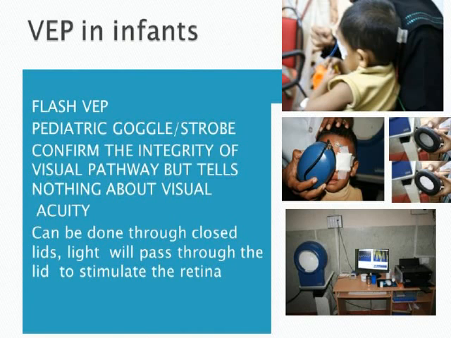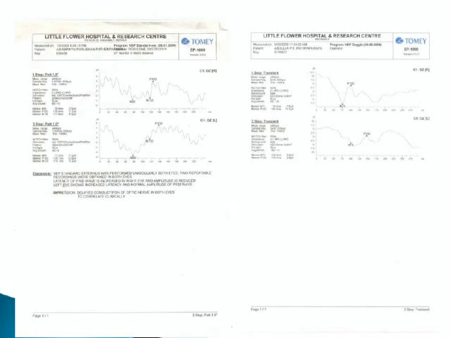This shows how to use a pediatric goggle to record the flash VEP in a baby. We can assess the amplitude of the P wave and the latency of the P wave and the N75 to assess whether the child has got defective vision or not.